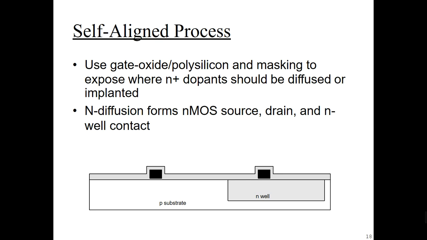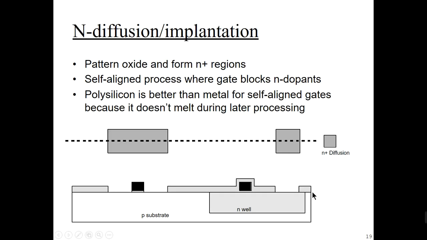And after that, the self-aligned process uses gate oxide. Again some silicon dioxide material has to be superimposed on the entire wafer. And after that, the diffusion process. For the NMOS transistor or PMOS transistor, excluding gates, we have two more terminals, source and drain. Those two terminals should be designed with the help of diffusion. For the NMOS transistor we use N diffusion, and for the PMOS transistor we use P diffusion. Coming to the diffusion concepts, pattern the oxide and form N regions. In the self-aligned process the gate blocks the dopants. Polysilicon is better than metal for self-aligned gates because it does not melt during later processing.